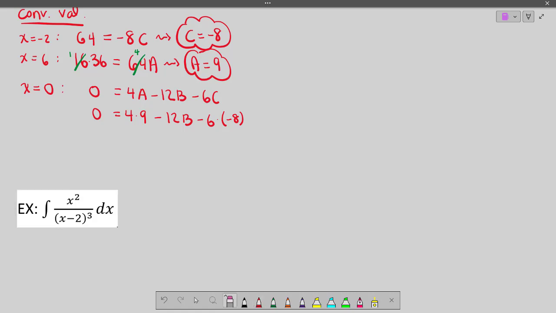So what will be equal? I guess we could have canceled out a 2 up here beforehand, but we didn't. So it's just 36 minus, actually, let's put the 12b on the left side. 12b, 36 plus 48. If we divide by 12, we're going to get 3 plus 4, so we get 7. So there's our third one.